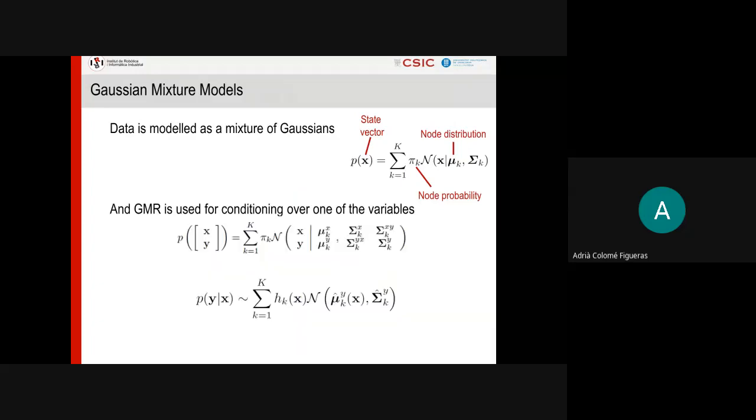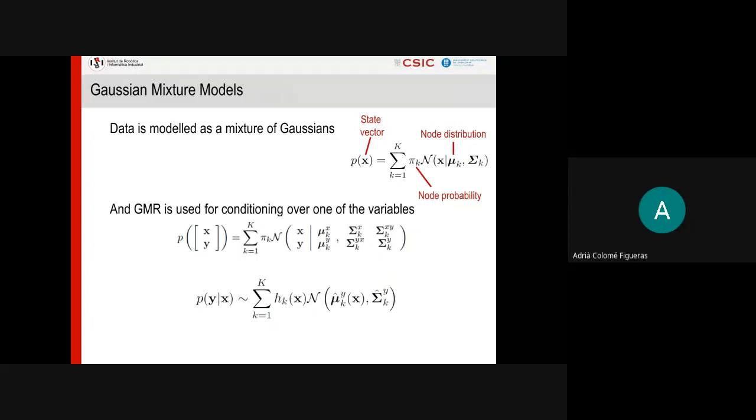And then what we can do is condition one to another. So basically, if we have two variables, we can express the probability distribution, which is the same, but just separating the two variables, and then we can condition one to another or vice versa. So if one of the variables is the time and the other is the state of the robot, then given a time, we can extract the probability distribution of the robot state.